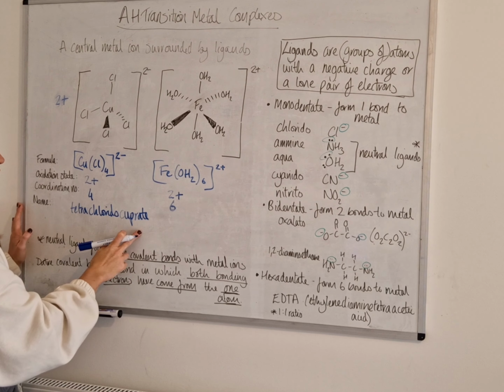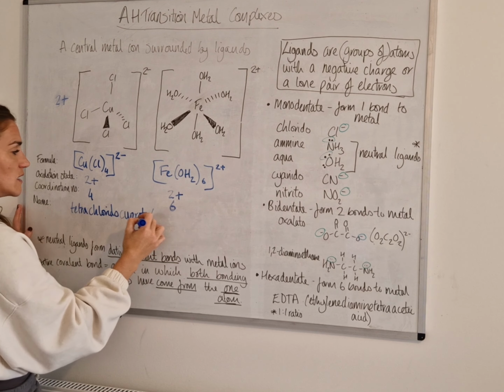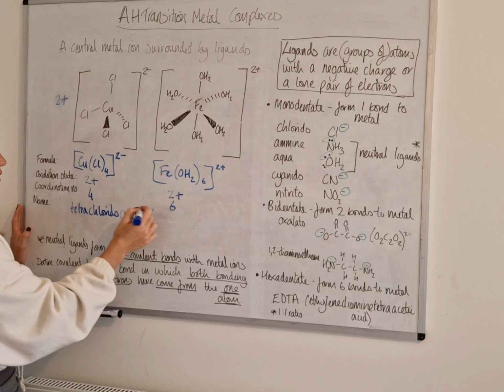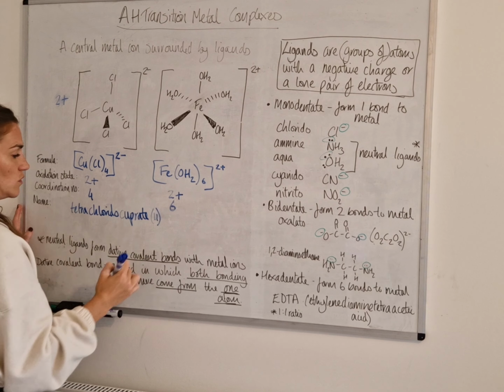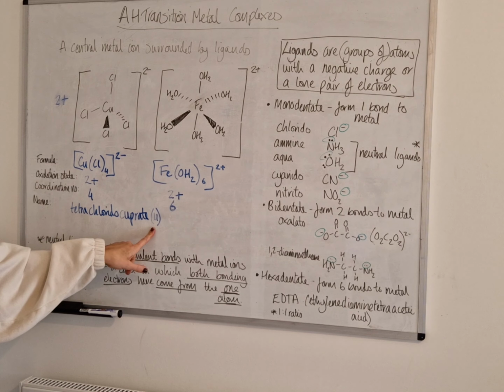And so tetrachlorido cuprate, and then the oxidation state has to go in brackets at the end. We work that out to be 2 positive, so we put a Roman numeral 2. So this complex is called tetrachlorido cuprate(II).